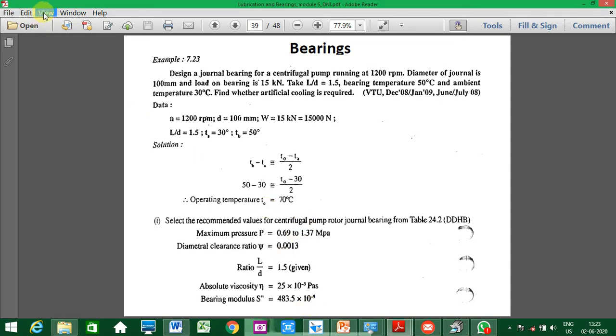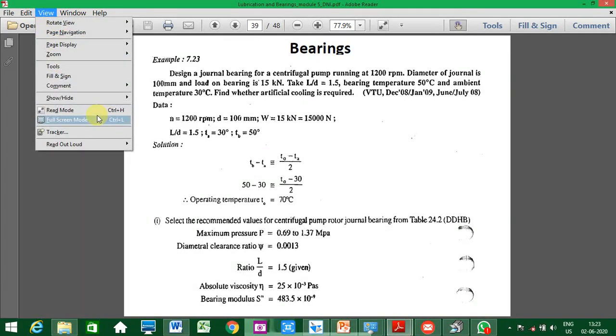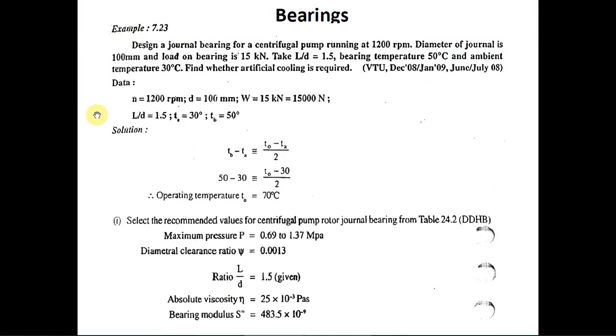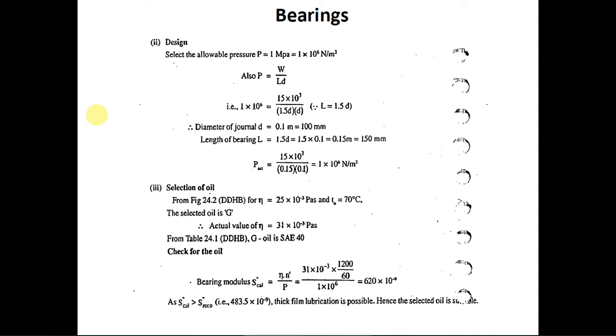I'll make it a full screen. Next step, design. Select the allowable pressure 1 megapascal, that is 1 into 10 to the 6 Newton per meter square. Also you know P equal to W divided by L into D. The formula is pressure equals load to the area of the bearing, L into D. So put the values of pressure. You know that the ratio L by D is 1.5, so L equal to 1.5 D. So put the value here.